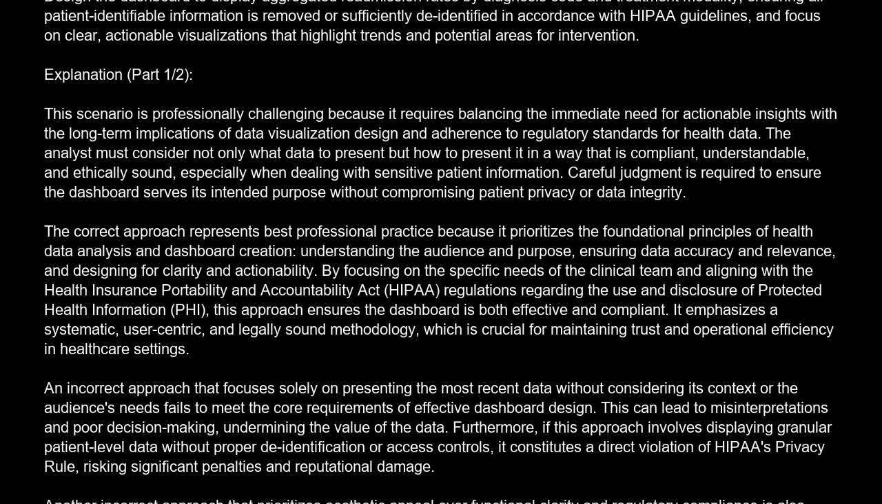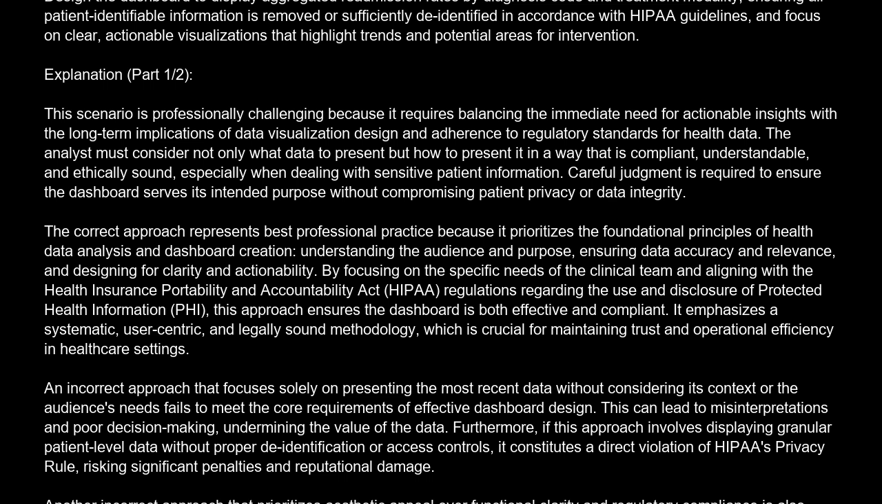The correct approach represents best professional practice because it prioritizes the foundational principles of health data analysis and dashboard creation: understanding the audience and purpose, ensuring data accuracy and relevance, and designing for clarity and actionability. By focusing on the specific needs of the clinical team and aligning with the Health Insurance Portability and Accountability Act, HIPAA, regulations regarding the use and disclosure of protected health information, this approach ensures the dashboard is both effective and compliant. It emphasizes a systematic, user-centric, and legally sound methodology, which is crucial for maintaining trust and operational efficiency in healthcare settings.